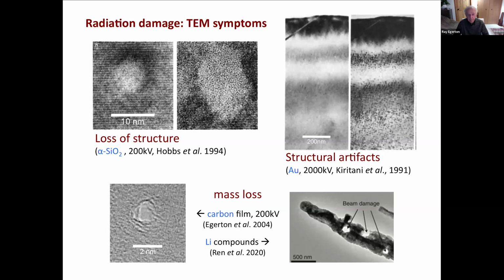Then at the bottom, if you focus the electrons into a very small intense probe, you can actually drill a hole in many materials, including even amorphous carbon. That means that atoms or molecules of the sample are going into the vacuum, which is often referred to as mass loss. On the bottom right, you can see again for lithium compounds, which are a favorite topic for many materials scientists, it's quite easy to get beam damage in the form of holes in the sample.